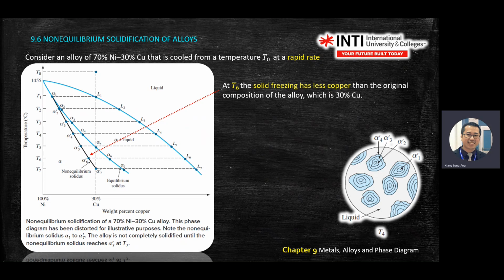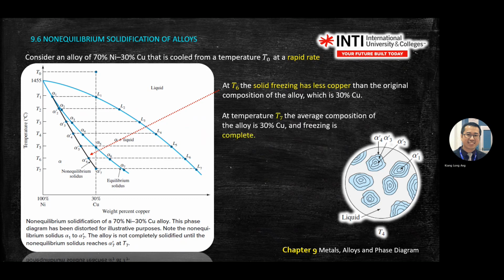So at T6 here, the solid freezing had less copper than the original composition of the alloy, which is 30%. So here at T6, if you drop down, the percentage of copper that you have is lower than at the equilibrium temperature. If you are at T6, you move down here. So here you have more copper compared to less copper. And so on. So temperature 7 is stopped here. Average composition 30%, and the freezing is complete.